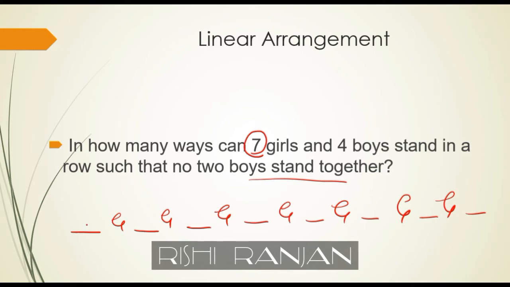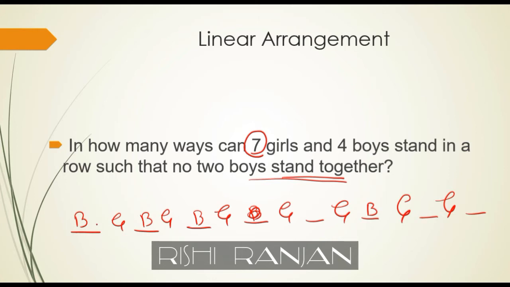Now the point is, out of these 8 positions, the boys can take any 4 positions, and the condition of no two boys together will be satisfied. I'll show you how. Boy, boy, boy, boy. Is the condition satisfied? Yes. Or this arrangement, is the condition satisfied? The girls are not together, but the boys are together. Is the condition satisfied? Yes. The girls are together, but the boys are not together. So that's all that matters, right? The girls can be together. The only condition which you have to satisfy is the boys should not be together.